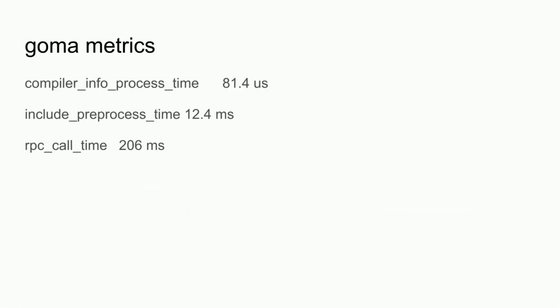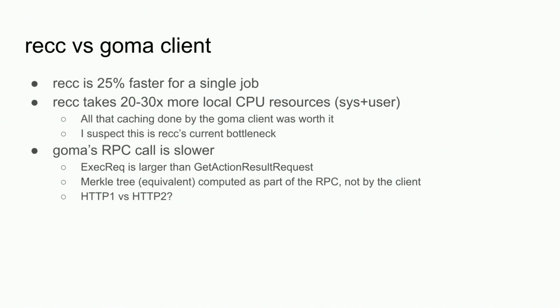And looking at Goma, we can basically see this. The RPC wait time is the bulk of the time here, and everything else it does locally is a pittance in comparison. So I think this is the problem I'm hitting with Rec. It takes way more local CPU resources than Goma, and this is probably the bottleneck I'm hitting.